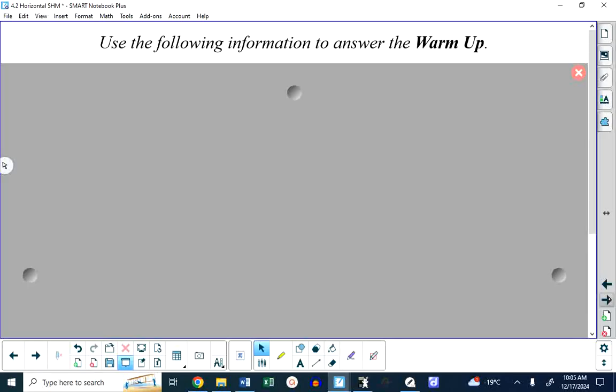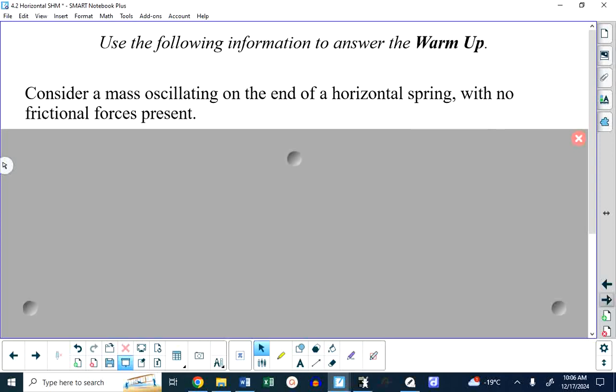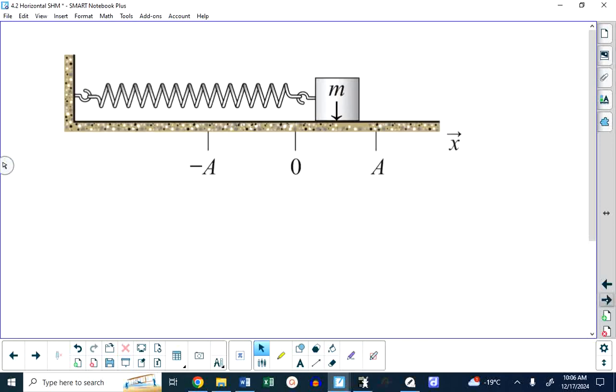Let's take a look at all this information I'm giving you for the warm-up. First of all, we're considering a mass oscillating on the end of a horizontal spring. This is the diagram we're looking at. This is already printed for you. But the difficulty with this is it's one particular snapshot. This mass is bouncing around. Obviously, a printed picture is not going to show a whole bunch of things in motion.